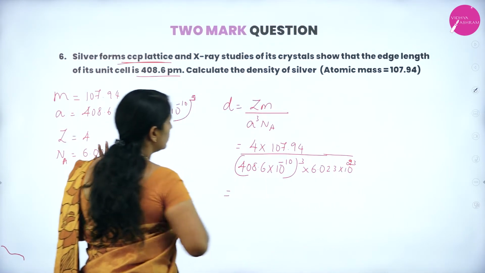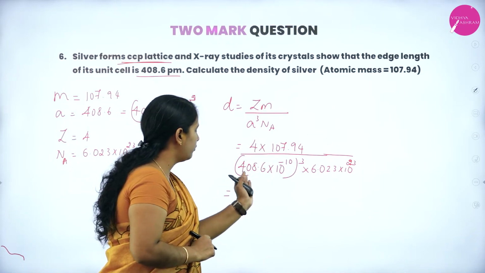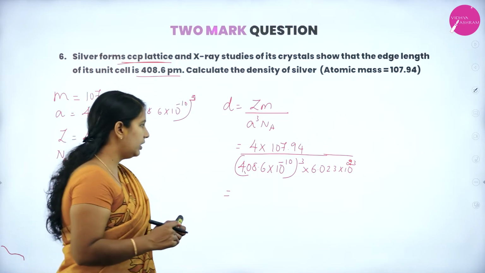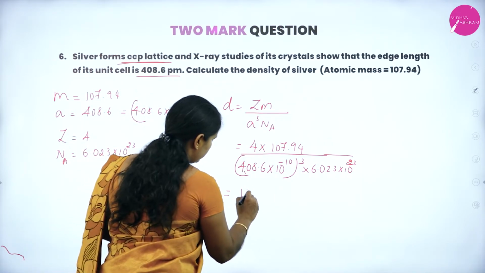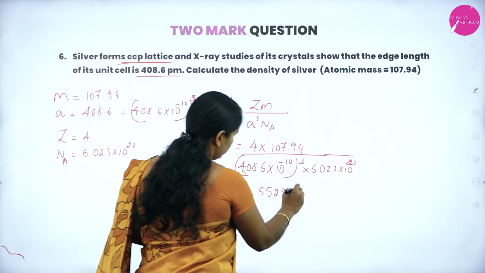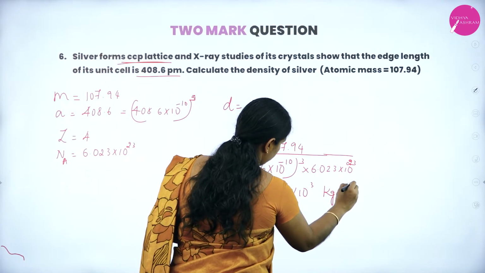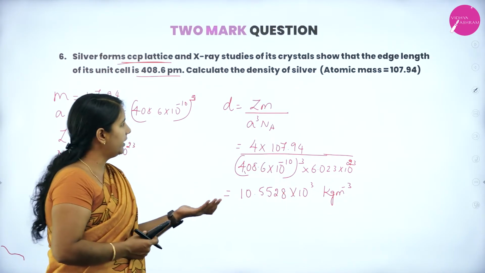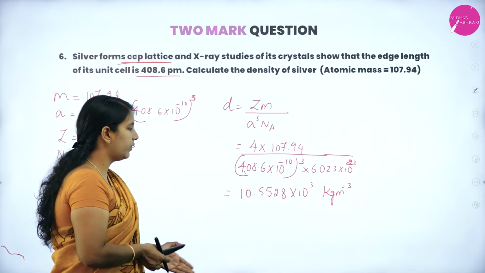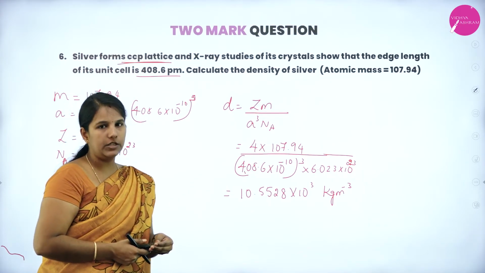Okay. So if you do this multiplication, cubing 408.6 and multiplying it with the 6.023, finally you will get the answer. This is the final answer you will get while solving this numerical, that is 10.5528 into 10 to the power of 3 kg per meter cube.